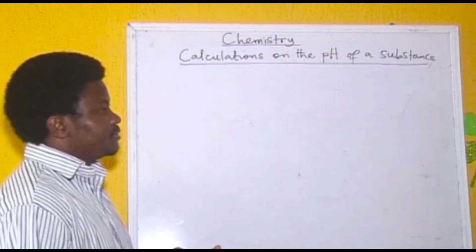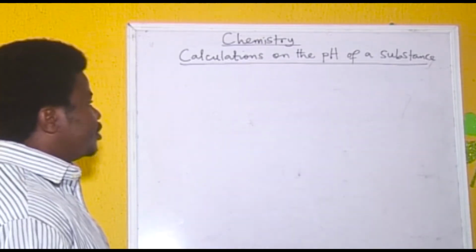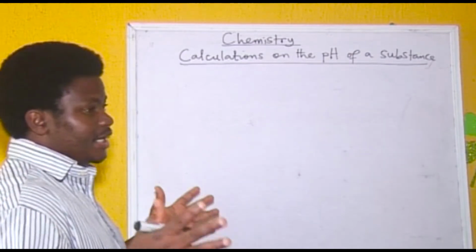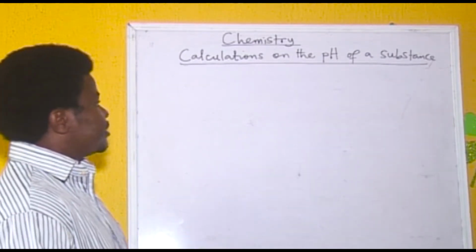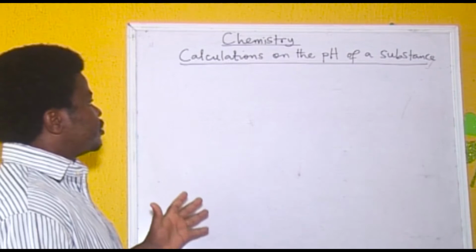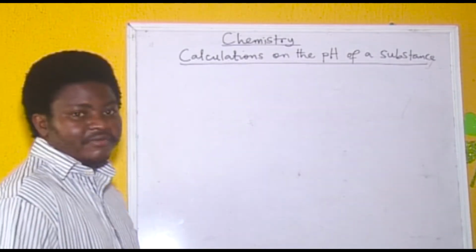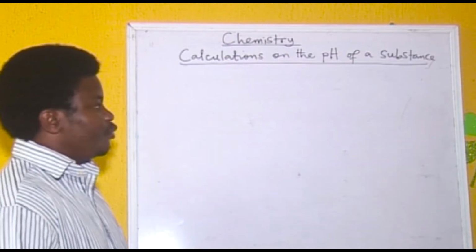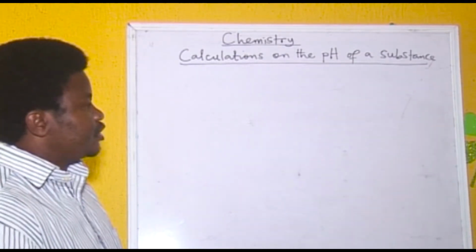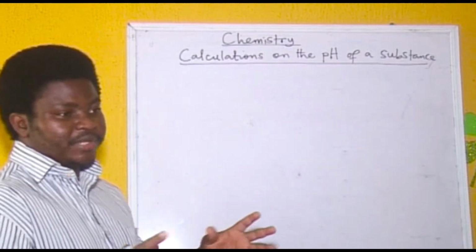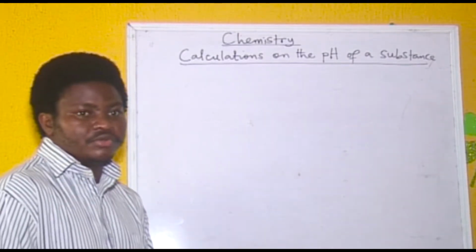The topic of concern today, even though it's a short topic within the broader topic of acid, base, and salt, is calculations on the pH of a substance. I believe at the end of this topic, if we're given any question touching on the calculation of the pH of any substance, we should be able to do that.